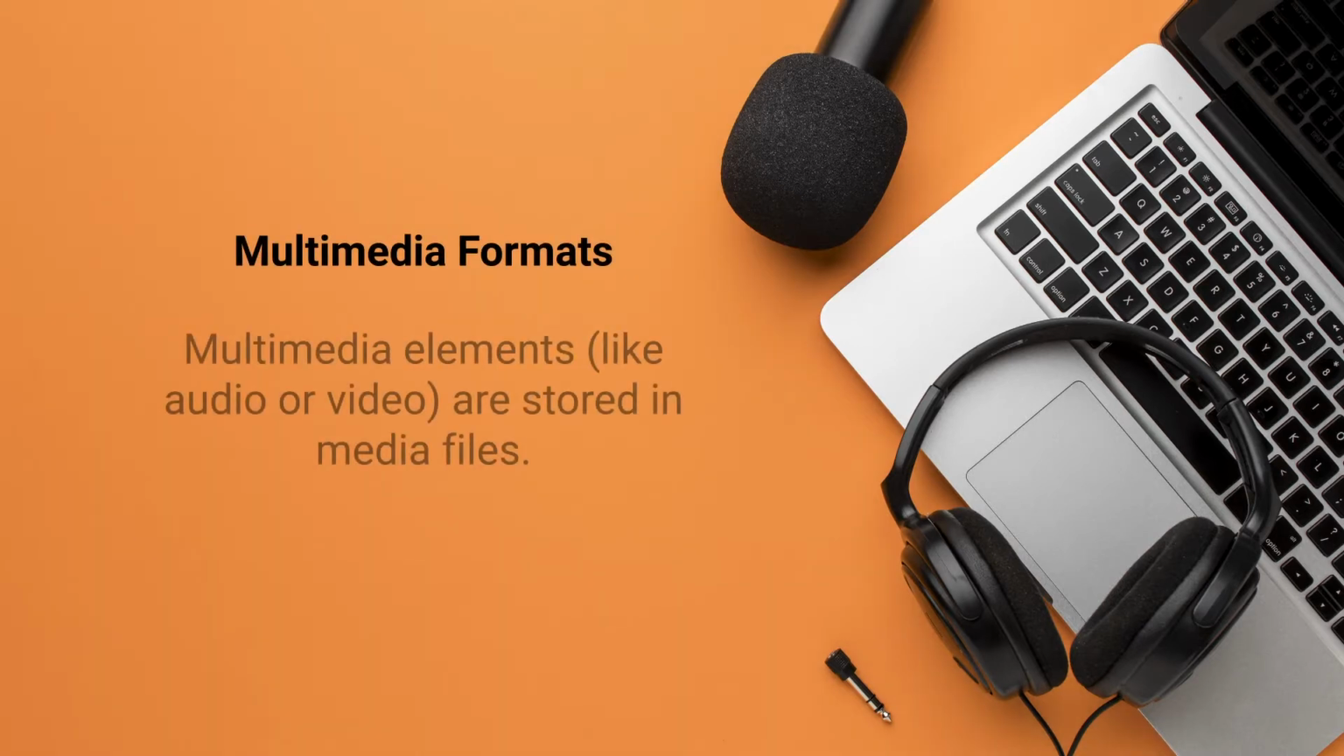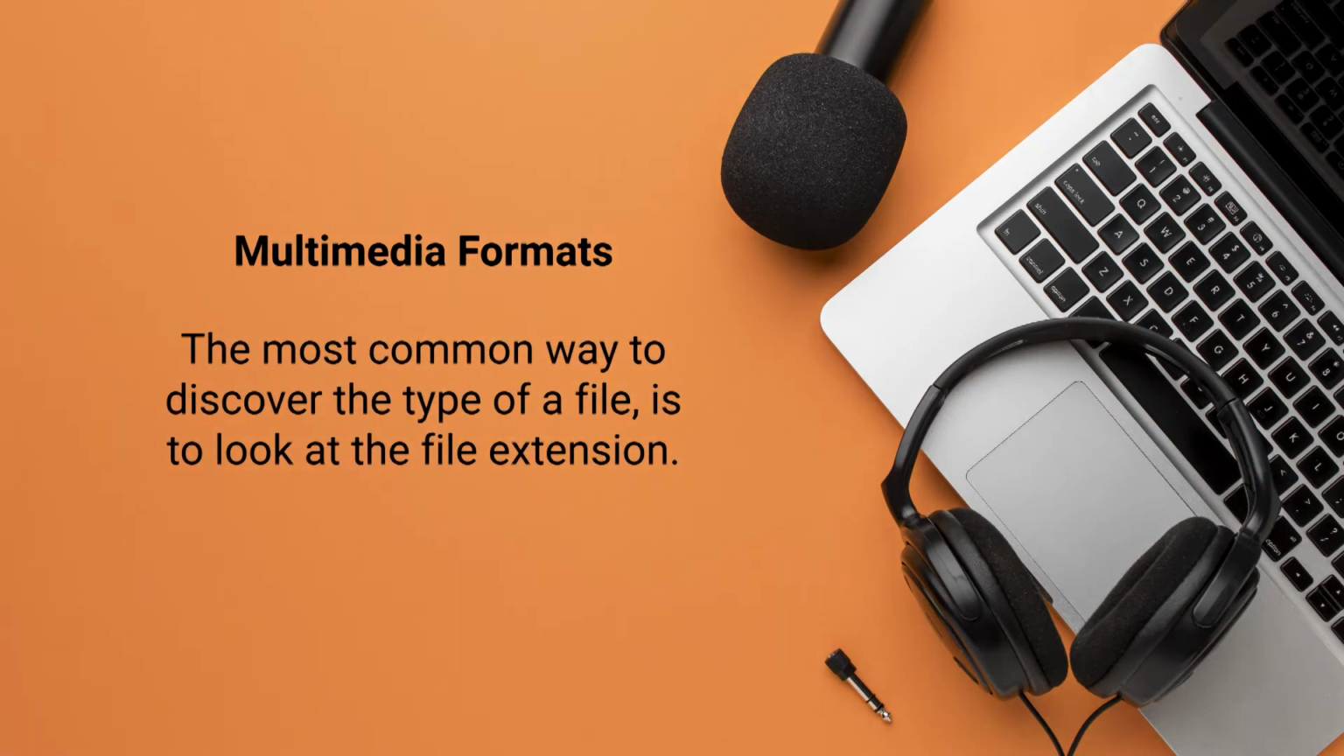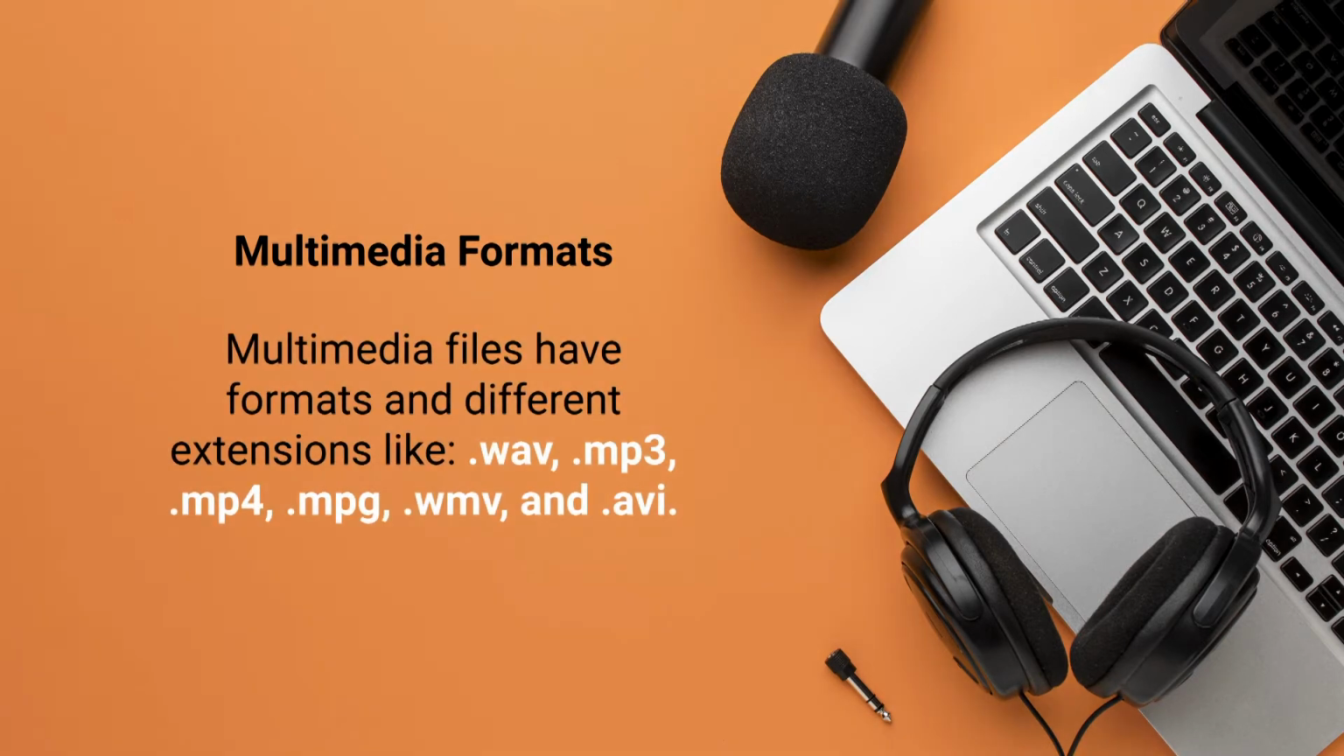Multimedia elements like audio or video are stored in media files. The most common way to discover the type of file is to look at the file extension. Multimedia files may have different formats and extensions like .wav, .mp3, .mp4, .mpeg, .wmv and AVI files. AVI stands for audio video interleave files.